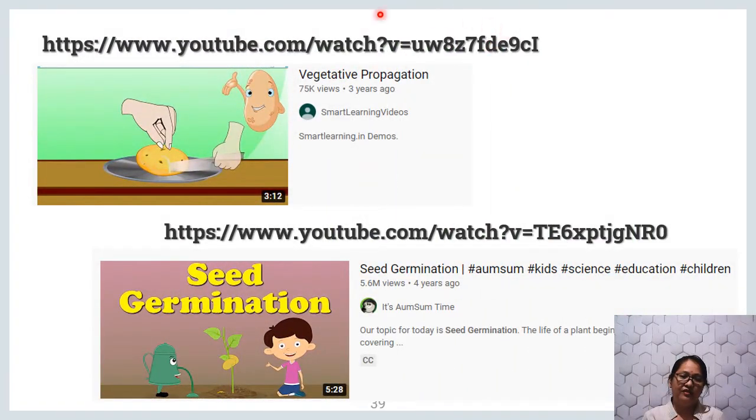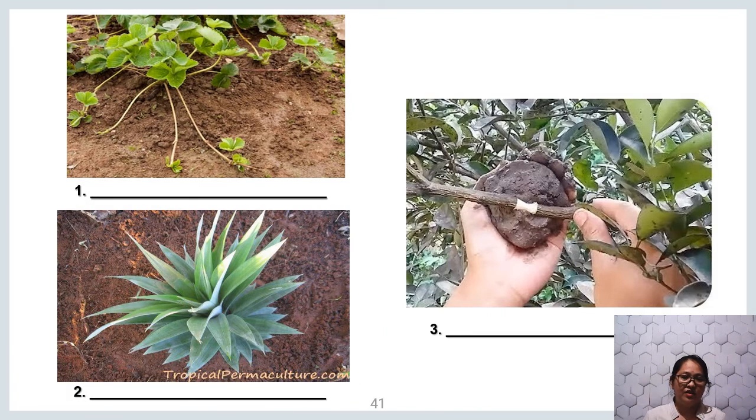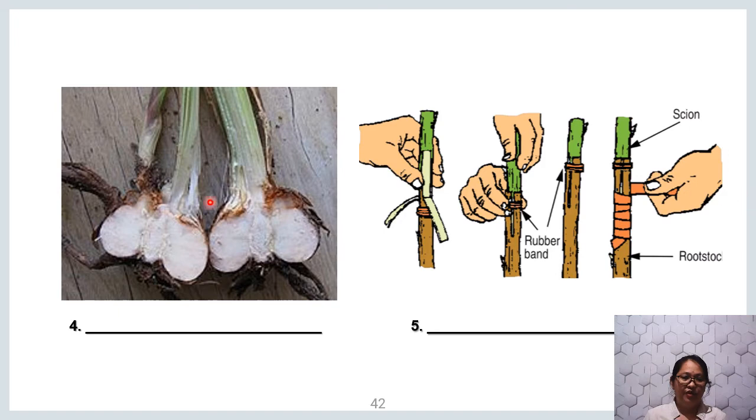Okay class, now try to watch these two videos by clicking this link for your additional knowledge on the procedure of seeds and the sexual propagation. Okay, now, on a one-whole sheet of paper, I want you to answer learning task number 1. Examine the following pictures. Identify the type of vegetative propagule. So this is picture number 1, number 2, and number 3. Next, number 4, and last, number 5.